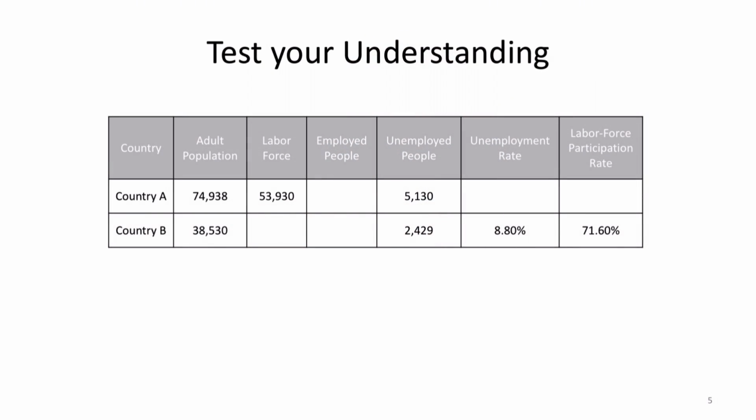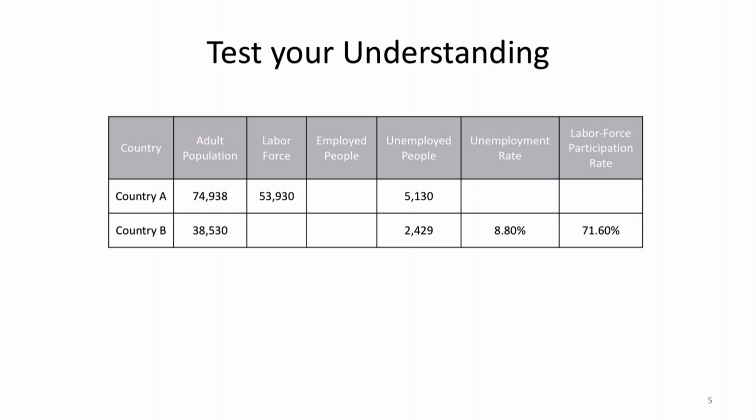Okay, so here at this table, you can see that we have two countries, country A and country B, and we have a series of numbers. We have the adult population, the labor force, the number of employed people, the number of unemployed people, the unemployment rate, and the labor force participation rate. So we want to be able to calculate these gaps.